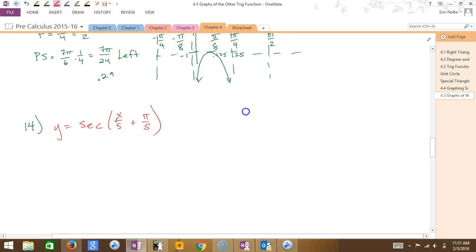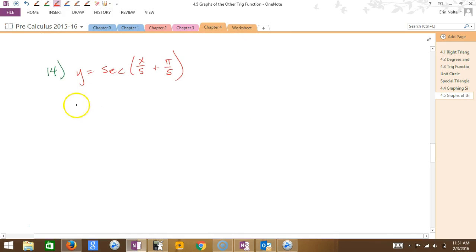Okay, so what's my amplitude for this? 1. At least they give us a nice amplitude. Period: 2 pi over, what's my b value? 1/5. So always get rid of the x. So 1/5. So if I'm dividing by 1/5, what's that the same as? Multiplying by 5. So what's 2 pi times 5? 10 pi, good. Okay, so I have a phase shift.